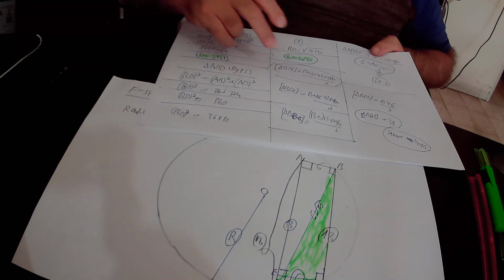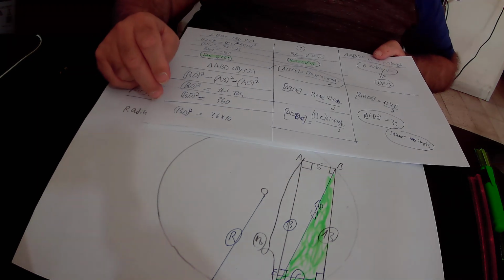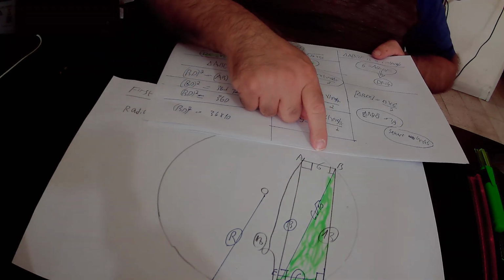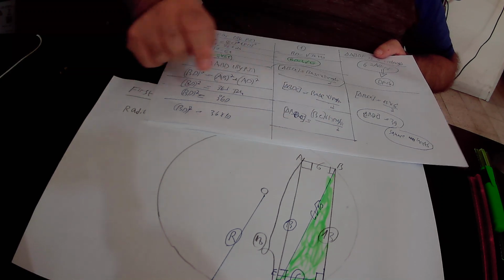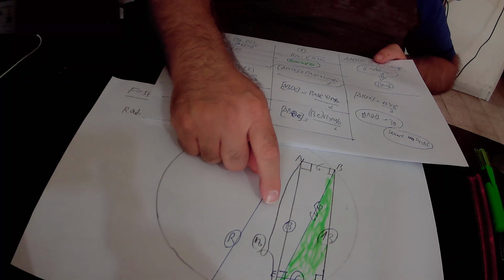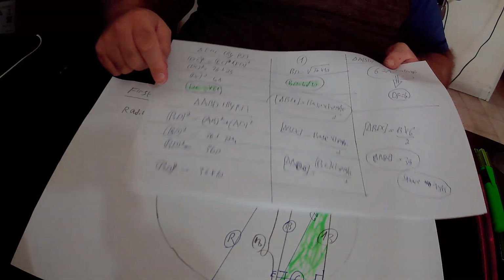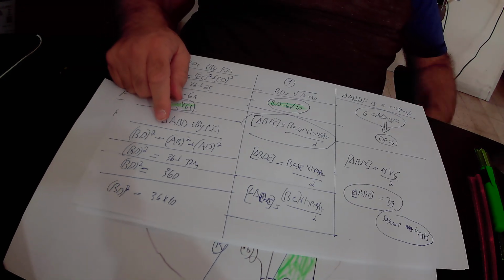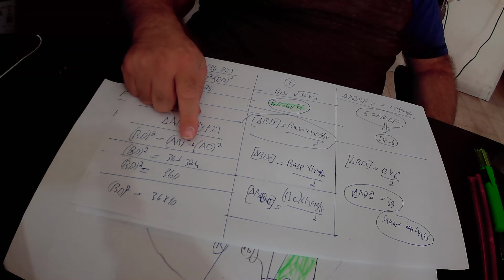So BD squared, that is the square of the hypotenuse of the right triangle ABD, equals AB squared. AB equals 6, so AB squared equals 6 squared, that is 36, plus AD squared. AD equals 18, therefore AD squared equals 18 squared, that is 324. In conclusion, we found that BD squared equals 36 plus 324.